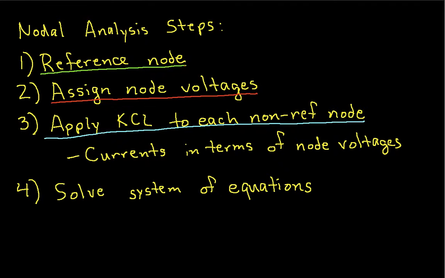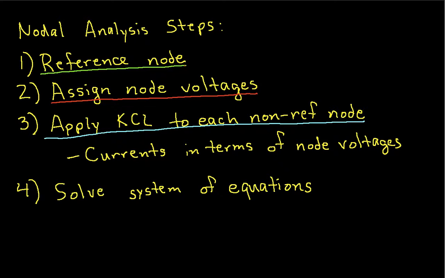And the idea is that every node to which I apply Kirchhoff's current law will give me an equation. And by the time I'm done, in the case we're doing, since I have 3 nodes other than the reference node, I'll have 3 equations and 3 unknowns, and I can solve that system of equations.